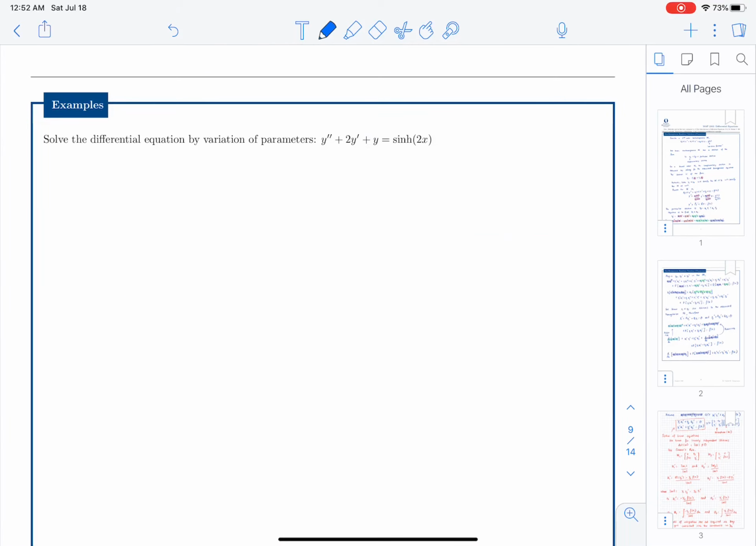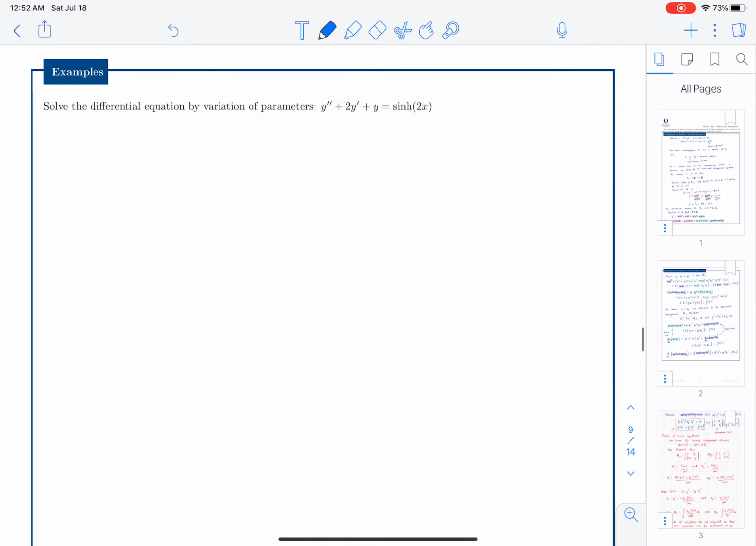Here we have a non-homogeneous equation with a hyperbolic sine. If you don't know the derivative or integral of a hyperbolic sine, you could always refer to the table at the beginning of the textbook, or you could look it up online. It's very similar to sine and cosine. It's very straightforward.